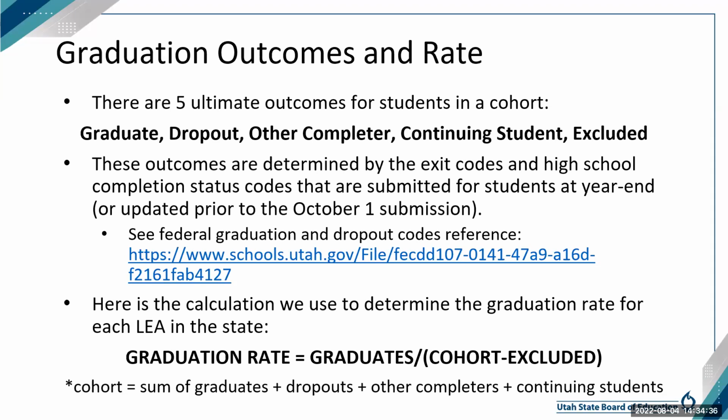All right, and then this shows a little bit about how the graduation rate is calculated. It's all graduates divided by everybody in the cohort. So all of the 4 outcomes above minus the excluded students. Next slide.